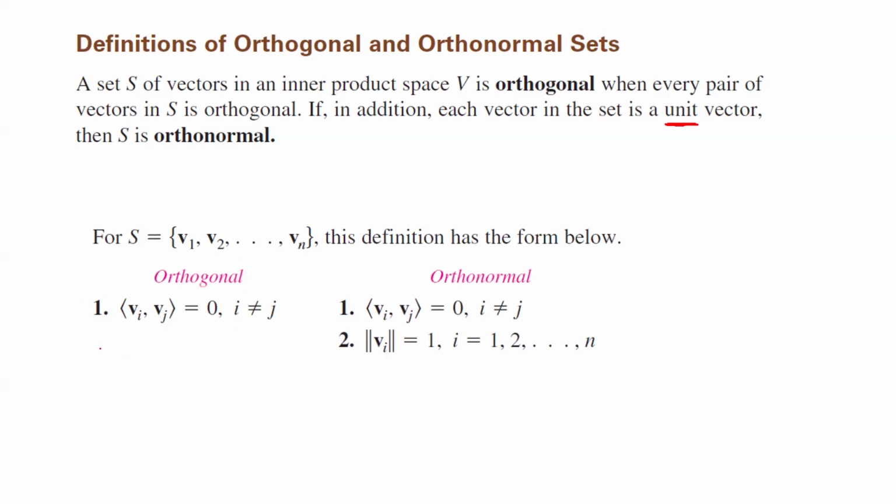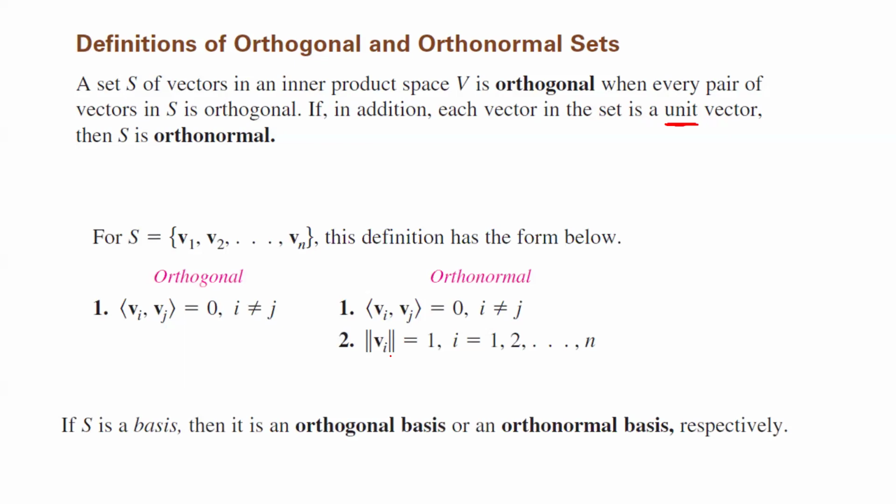For an orthogonal set, you have just the inner product equal to 0. To be orthonormal, the inner product must be 0, and at the same time, the magnitude of each vector is equal to 1. Now, if S is a basis, then it is an orthogonal basis or an orthonormal basis, respectively. So again, to be orthogonal, you only need one condition. To be orthonormal, you need two conditions.